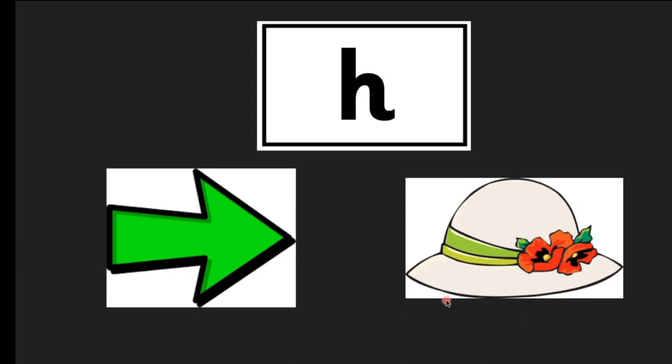What do we have here? We have a letter that says... Now take a look at the first picture. What do you call this? Right, this is an arrow.